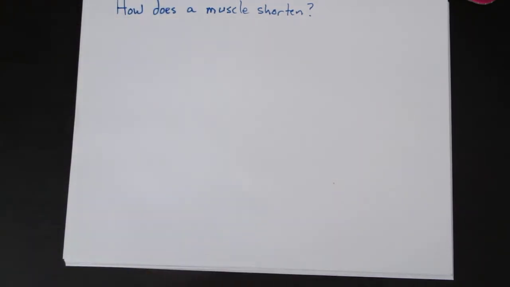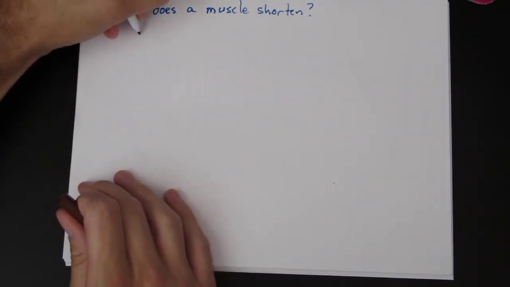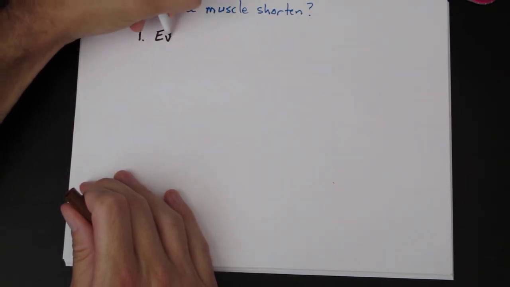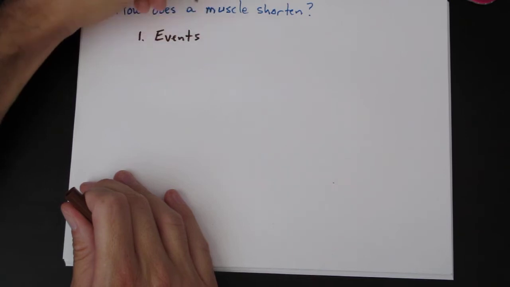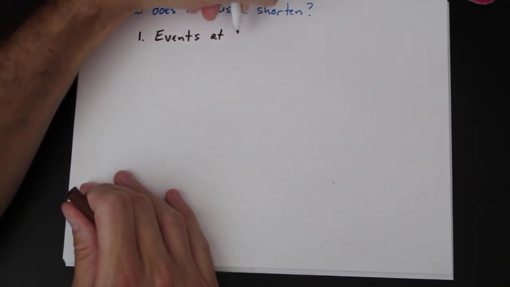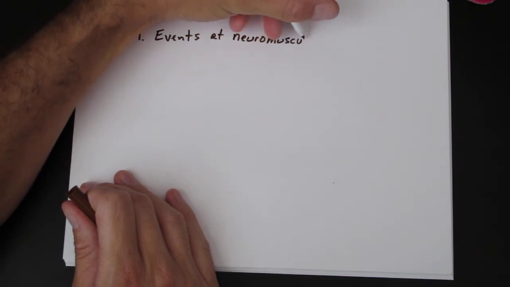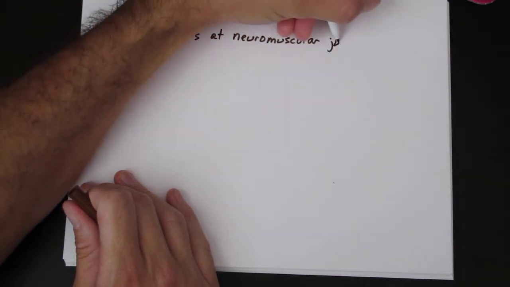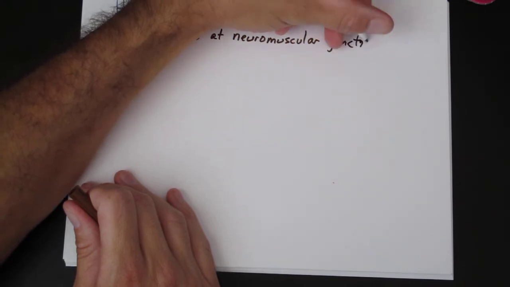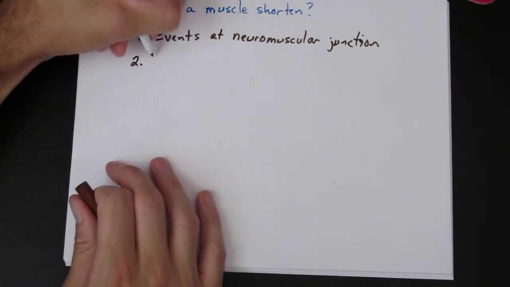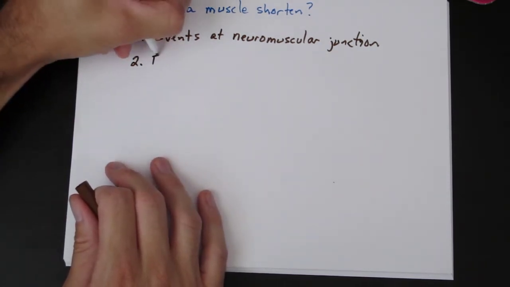How does a muscle shorten? There are going to be three basic things that happen, three different phases that we're going to be talking about. The first thing that we're going to be talking about are the events that take place at this anatomical structure called the neuromuscular junction. So the events at the neuromuscular junction. All right. The second thing that we want to talk about is what we call excitation-contraction coupling.